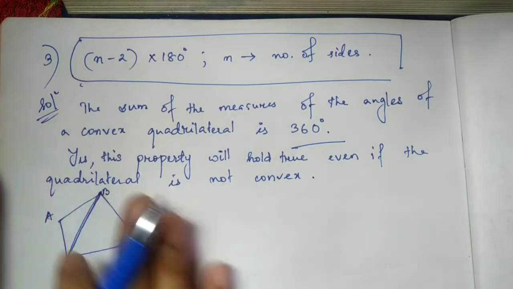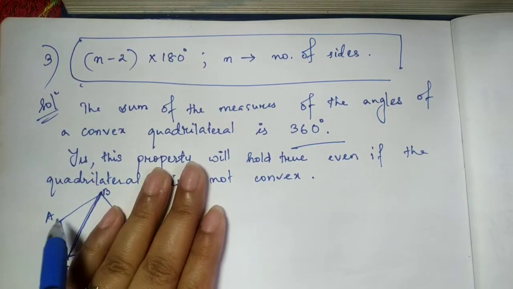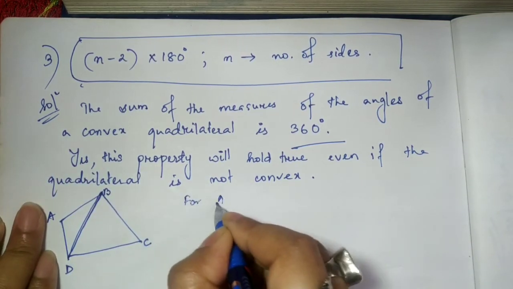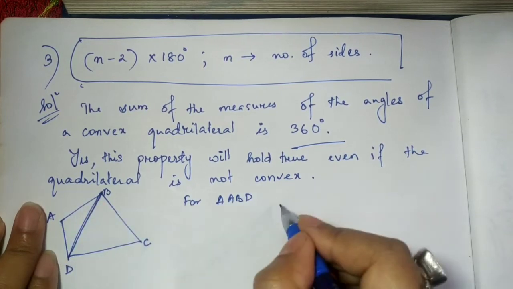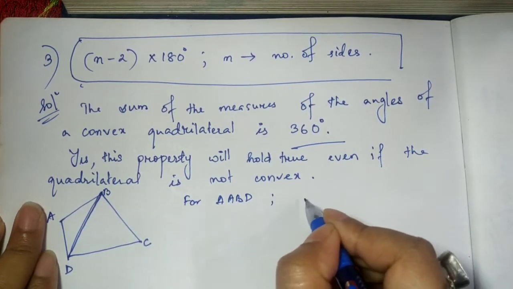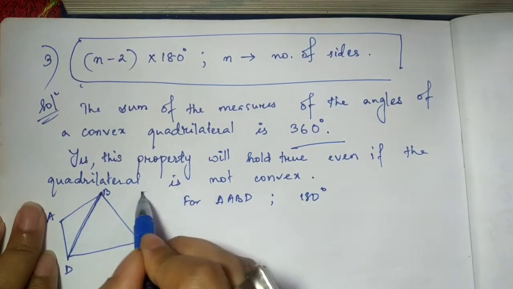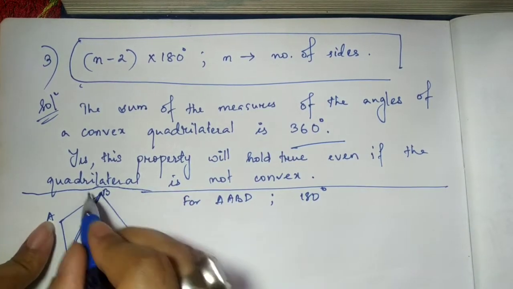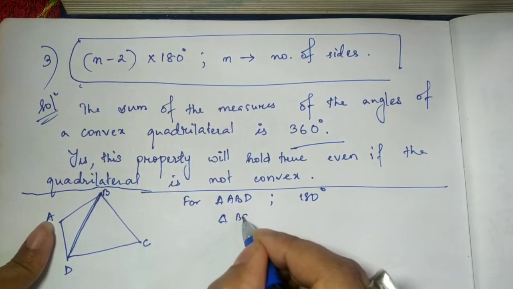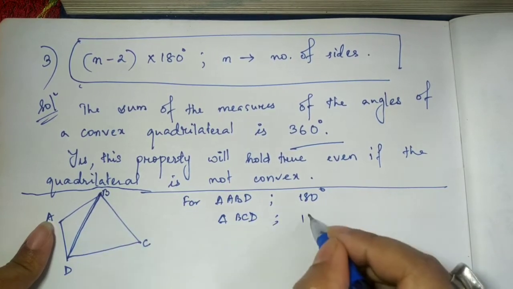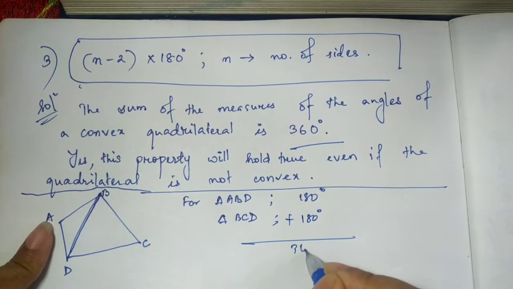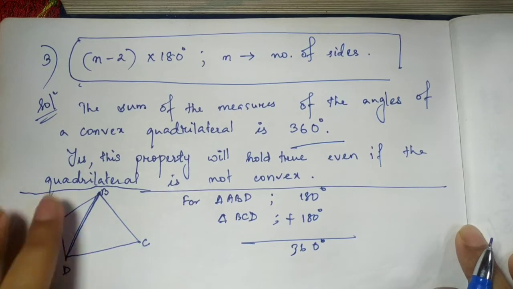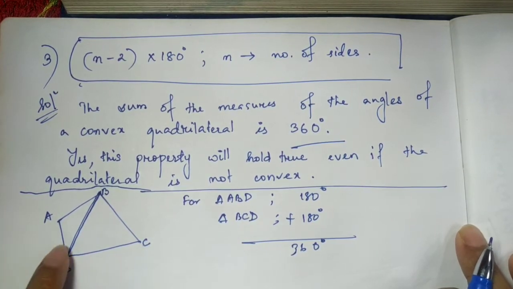Yes. Now if I see this particular triangle, what is the angle sum property of a triangle? 180 degree. So for triangle ABD, the sum of the angles will be equal to 180 degree. This is just for your explanation. Please make sure you don't write this part in the solution. Only the earlier part is required. Now for this particular triangle, triangle BCD, what is the angle sum property? This is 180 degree. If you add them, what do you get? You get 360 degree. That means the sum of the angles of this whole quadrilateral is 360 degree. This is a convex quadrilateral.